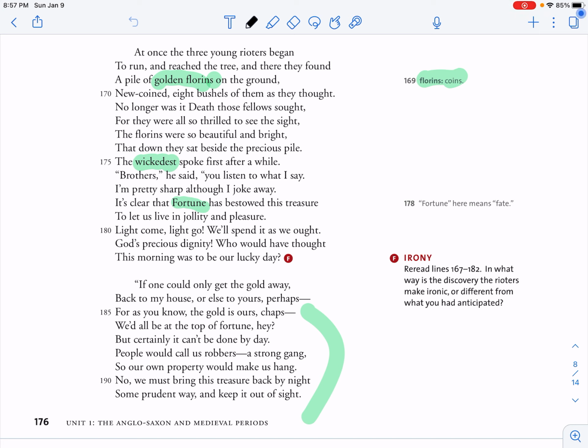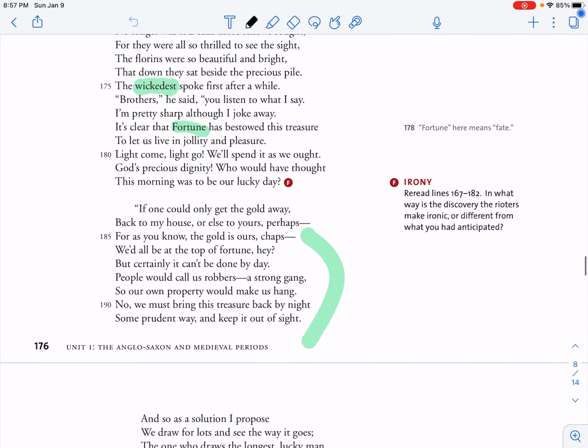At once the three young rioters began to run and reached the tree, and there they found a pile of golden florins. Now florins are beautiful gold coins on the ground. New coins, 8 bushels of them, as they thought. No longer was it death those fellows sought, for they were all so thrilled to see the sight. The florins were so beautiful and bright that down they sat before the precious pile. The wickedest spoke first after a while.